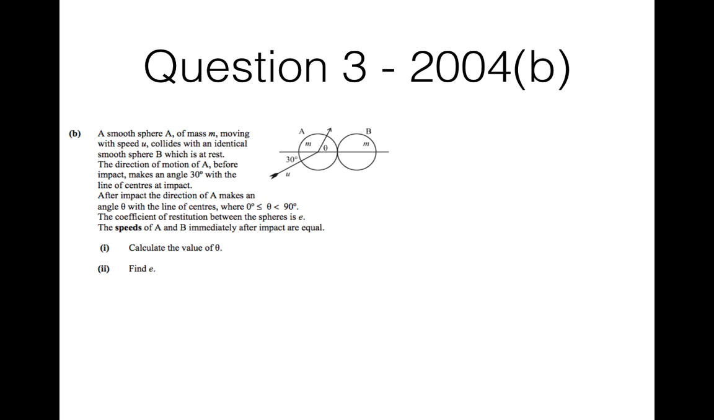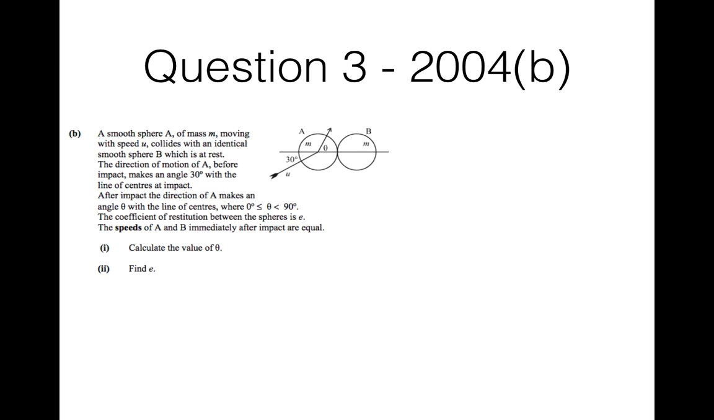So we have a smooth sphere A of mass m moving with a speed of u, and it collides with an identical smooth sphere B which is at rest. So their masses are the same. The direction of motion of A before impact makes an angle of 30 degrees with the line of centres of impact. So with the 30 degrees and the u value, I can work out the i and j components of sphere A before impact. And it'll be u cos 30 degrees plus u sin 30 degrees in the i and j direction respectively.